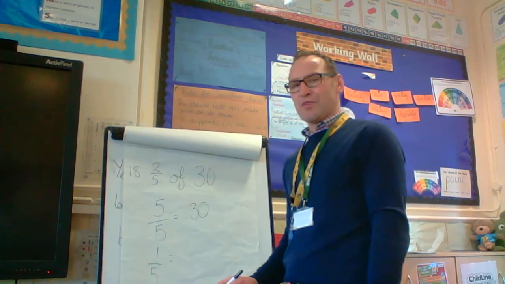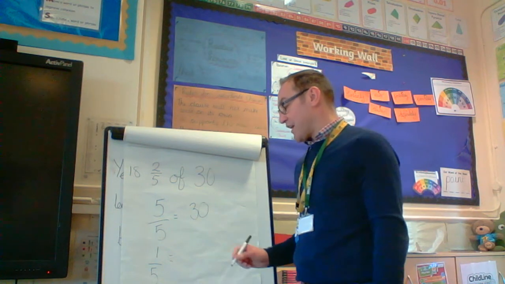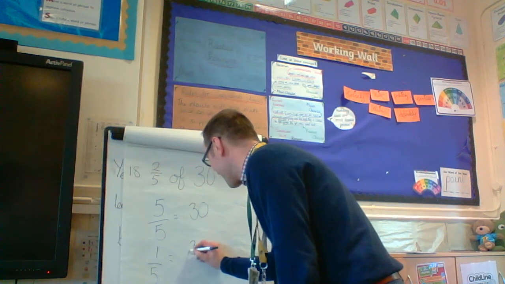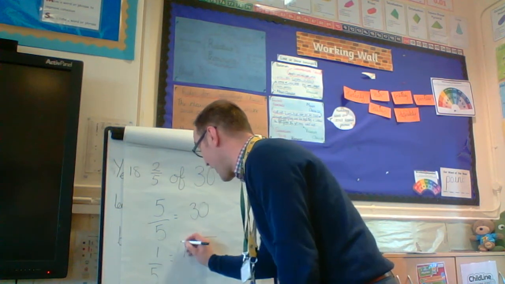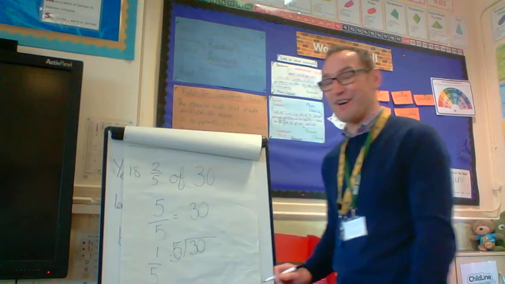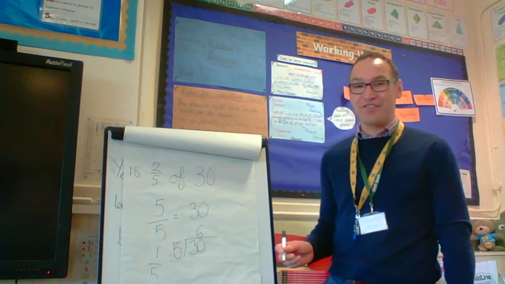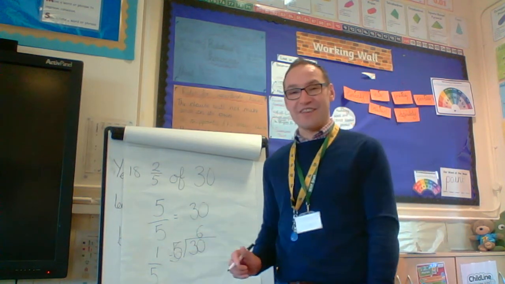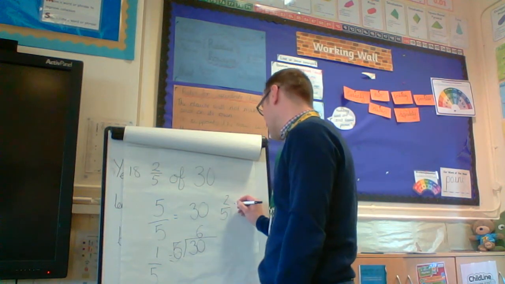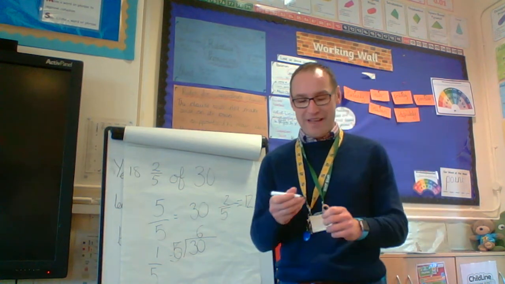We all know our times tables, don't we? So 30 divided by 5 is 6. So 2/5, we know what 2 times 6 is. It's 12. So 2/5 of 30 equals 12. There you are. There's number 18 done for you.